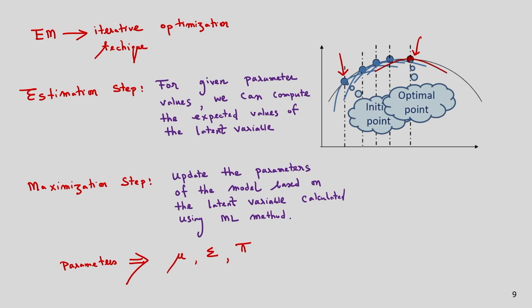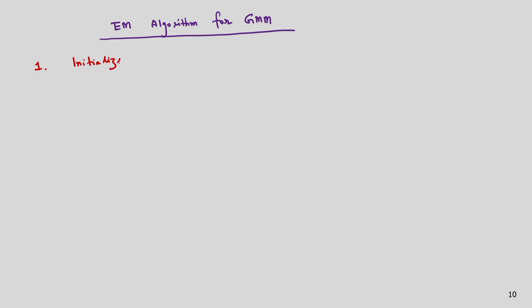Now let us write the algorithm, the expectation maximization algorithm for the GMM, the Gaussian mixture model. I want to summarize this algorithm. The first step, number one: initialize the means mu j, covariance matrix sigma j, and the mixing coefficient pi j.